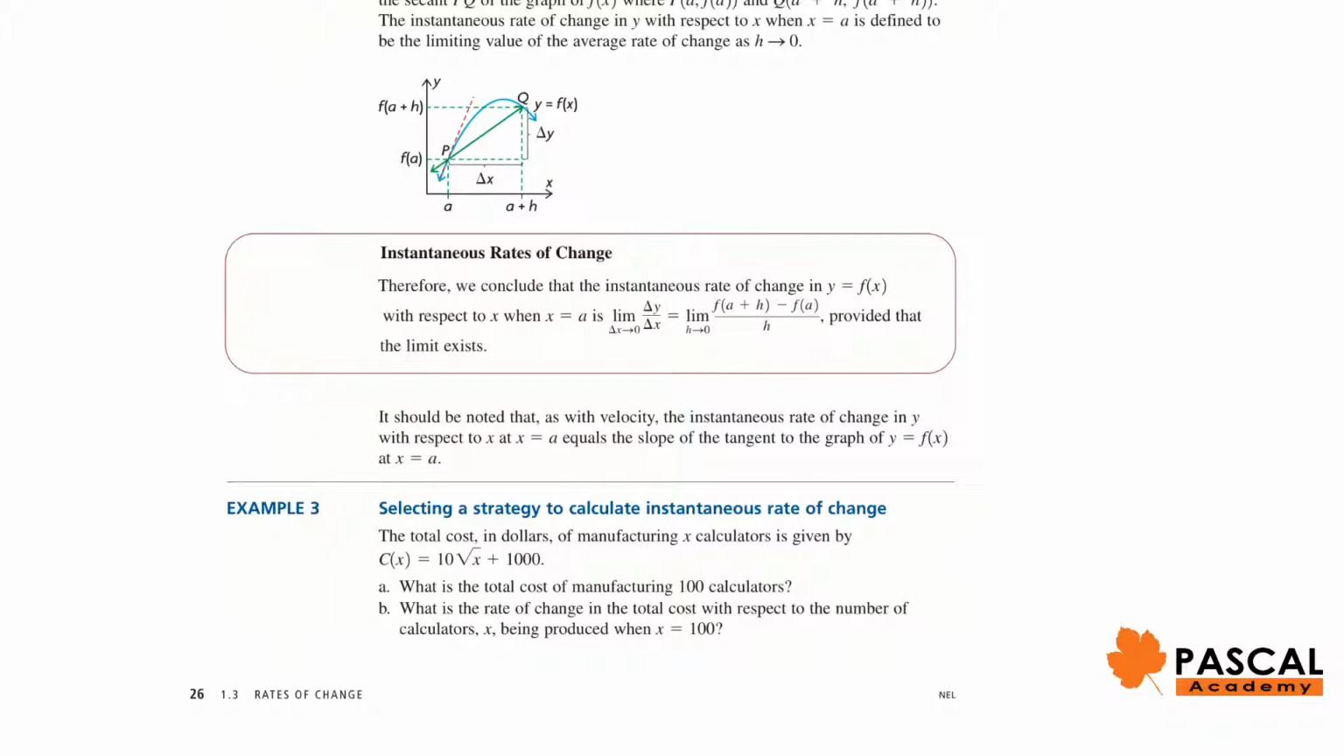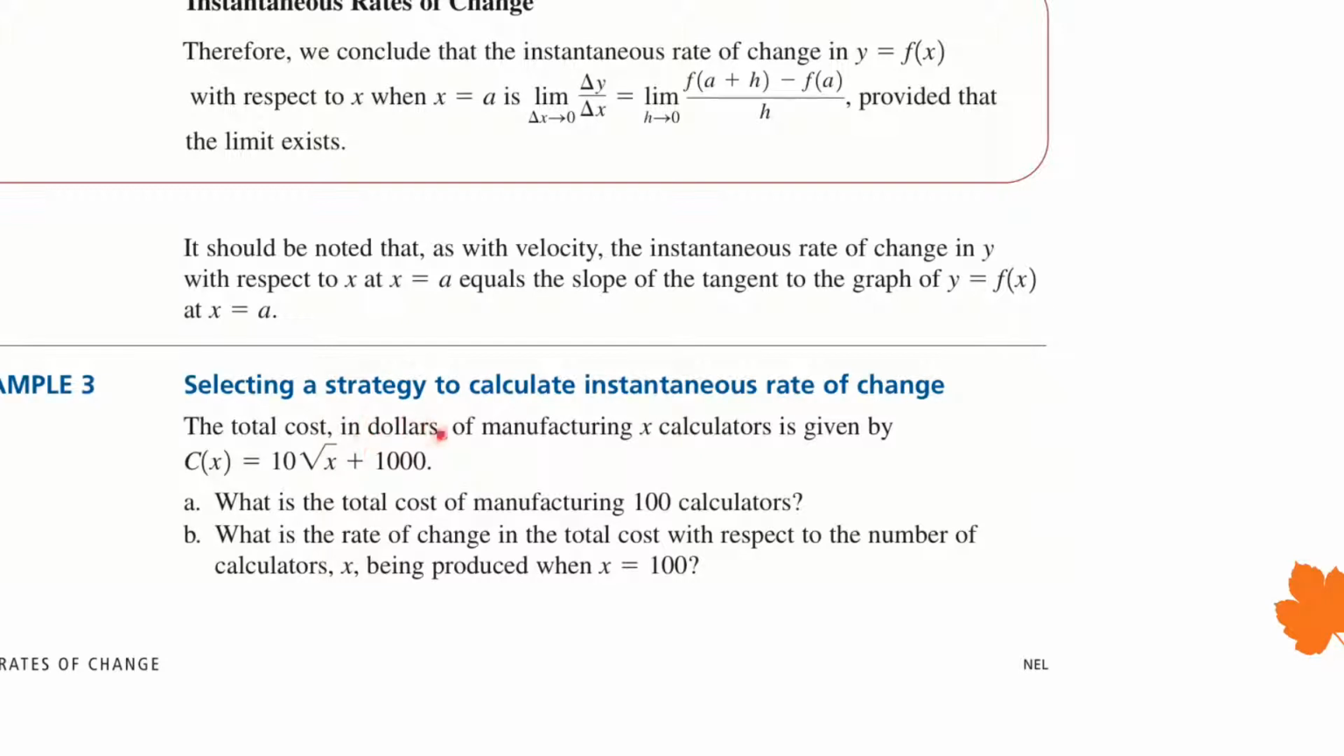Example 3. The total cost in dollars of manufacturing x calculators is given by C(x) equals 10 root x plus 1000. What is the total cost of manufacturing 100 calculators? This is not a calculus question. We are looking for basically C at 100, which is 10 square root of 100 plus 1000. What is the rate of change in the total cost with respect to the number of calculators, x, being produced when x is 100?